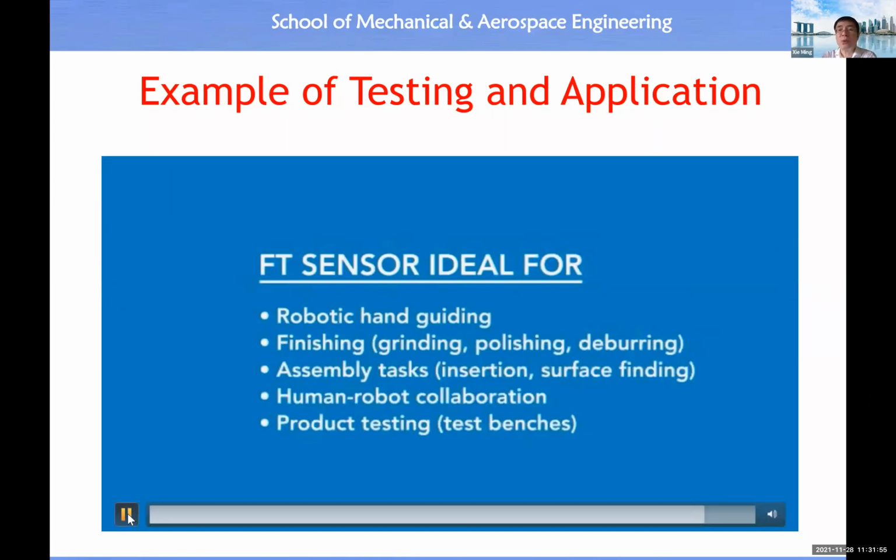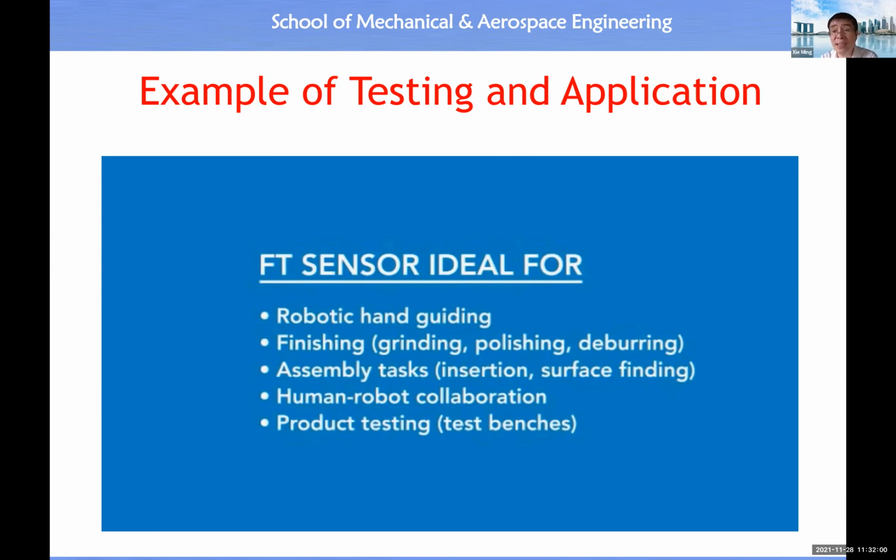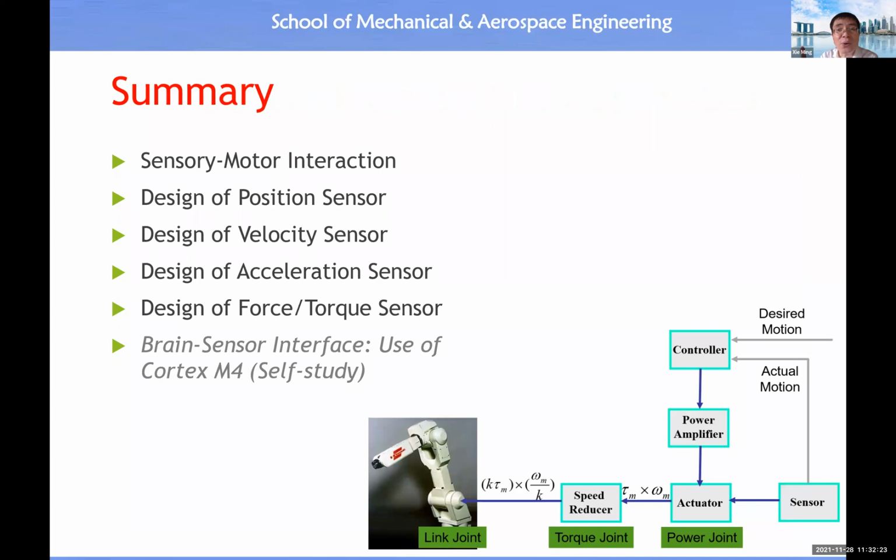All right, so it means the force torque sensor will enable you to undertake a constrained motion in which there is an interaction between your robot and the environment, or between your robot and the human operator. Just now in this video, you see the human operator can use his hand to move a robotic arm. So that is a typical scenario of interaction between the human being and the robotic arm. All right, so that's all for lecture 5.